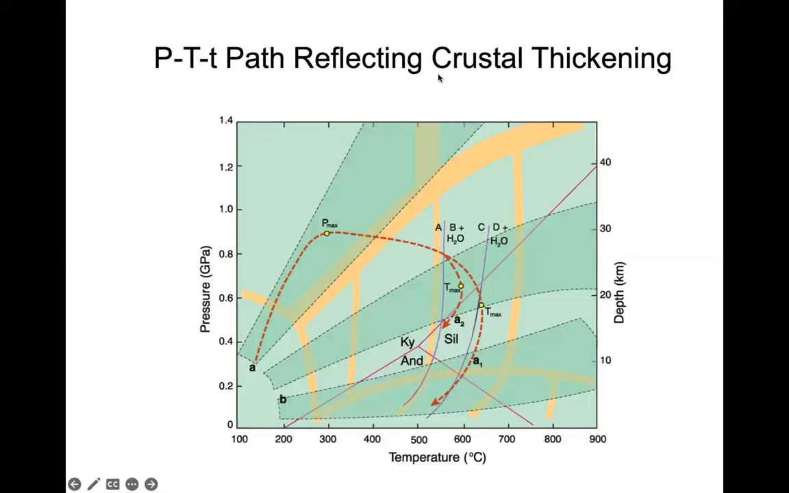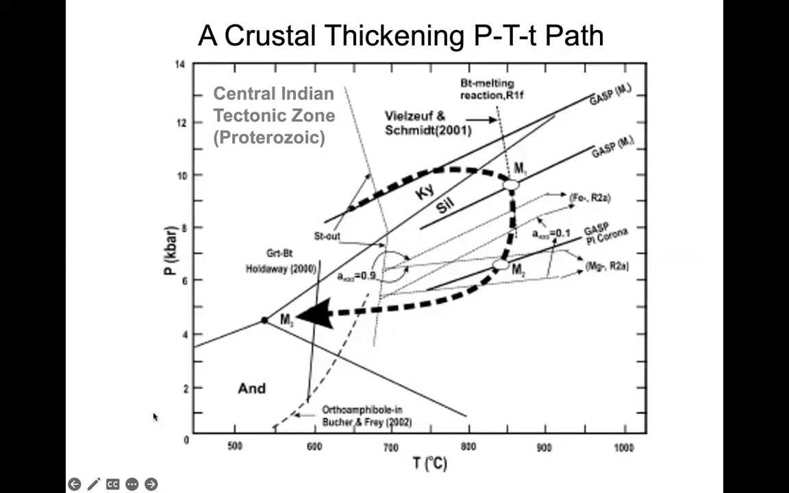Okay, right. So we talked about PT paths related with crustal thickening. So we have an example here from India. There is an area called the Central Indian Tectonic Zone. These are Proterozoic rocks, very old rocks. And you see the PT path is given here in this black curve.